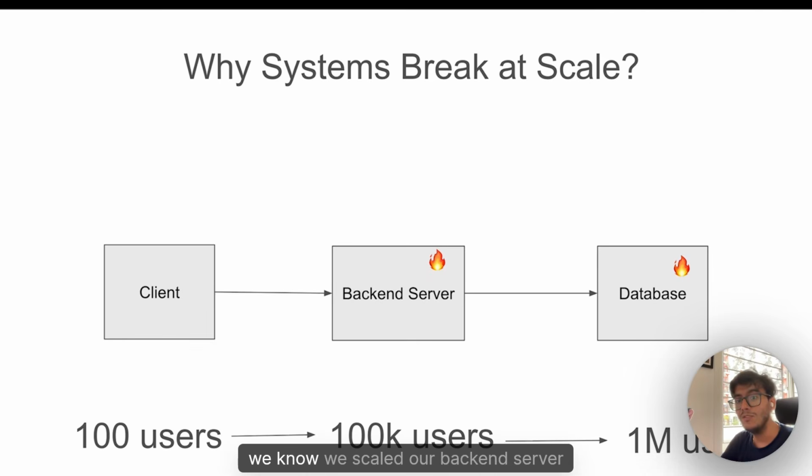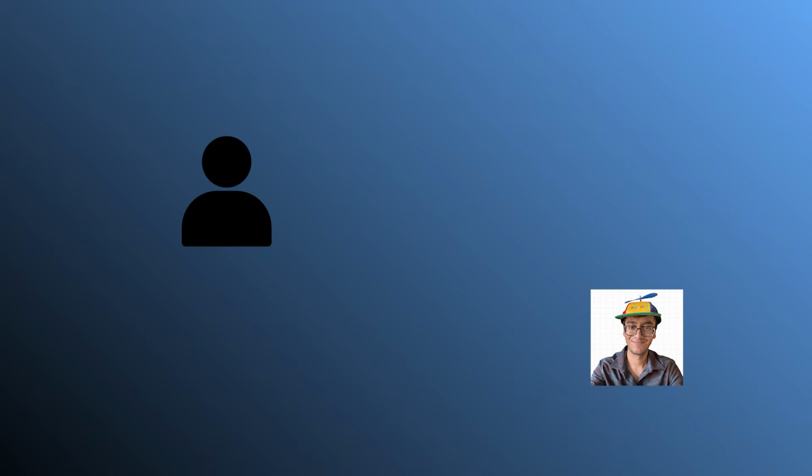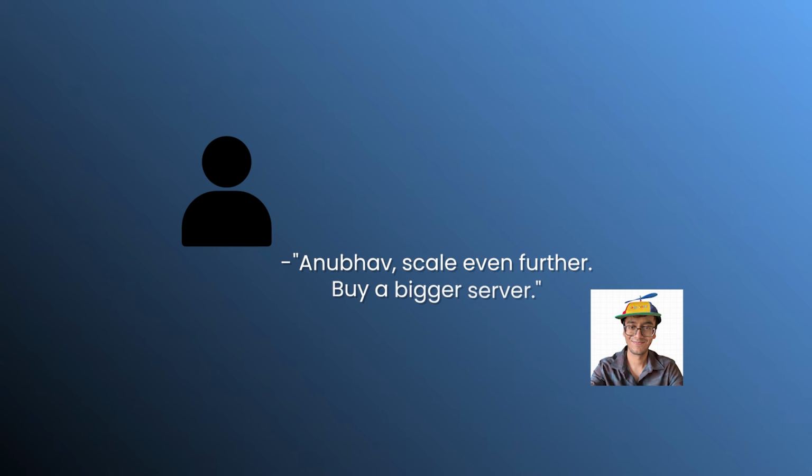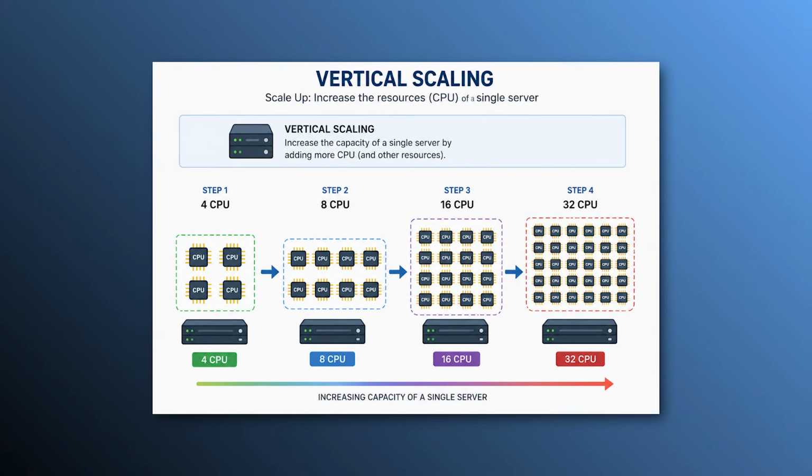I mean, we know we scaled our backend server when we had 100K users. Now, still one might say, hey, Anubhav, scale even further, buy a bigger server. Now we can talk about this term called vertical scaling. So vertical scaling is very simple. Imagine you had 4 CPU. Now you vertically scale to give it 8 CPU, 16 CPU, 32 CPU. I mean, you can go crazy, right?